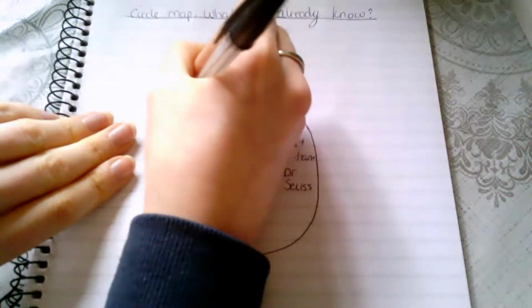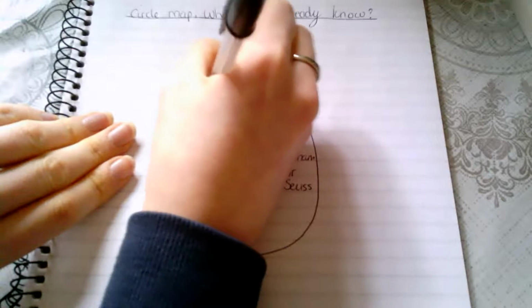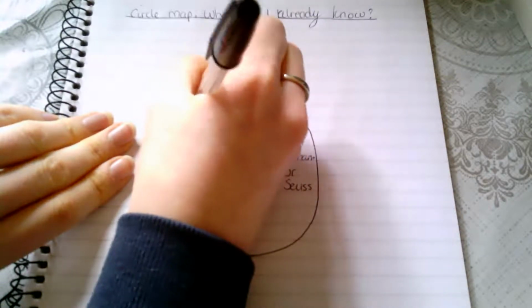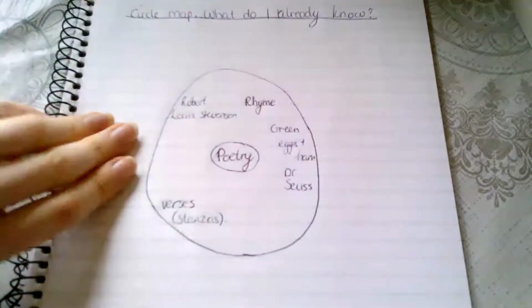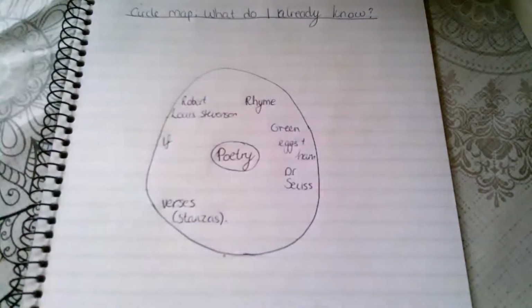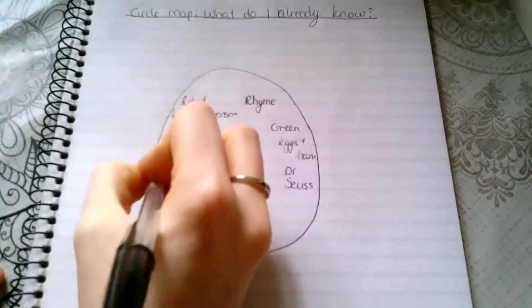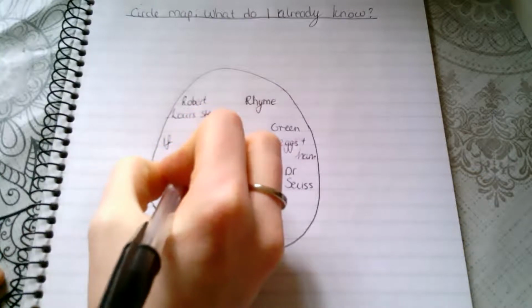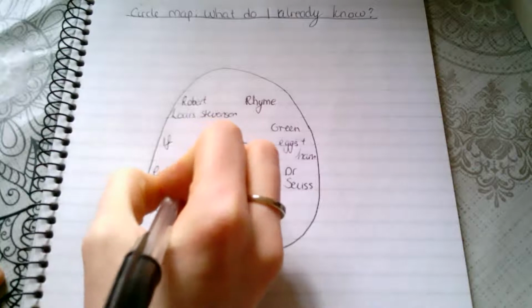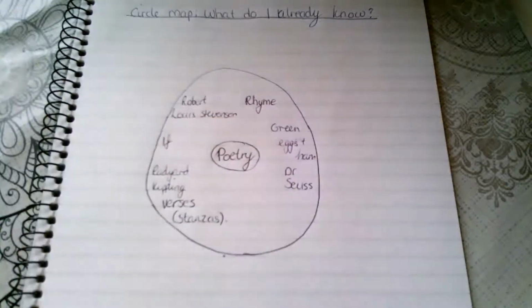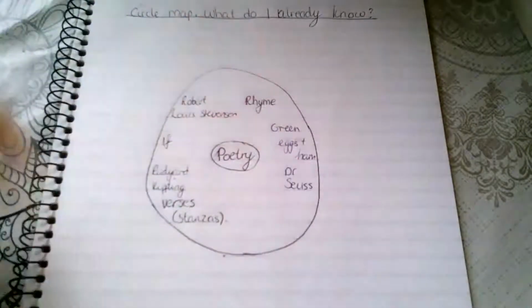I also know about Robert Louis Stevenson. Do I know any other poems? There's a poem called If by Rudyard Kipling, which is a nice poem. So I'm going to write Rudyard Kipling as well. I think it might be double P. I'm not 100% sure. So these are some of the things that I know.